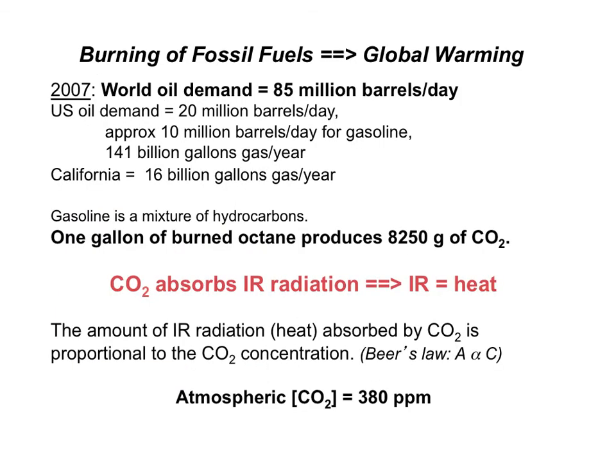We consume a lot of oil, mostly by burning it in a combustion reaction. The products of a combustion reaction, CO2 and water, absorb infrared radiation. These gases trap the heat that would normally go into space and leads to warming of the Earth. The concentration of CO2 is directly proportional to the amount of IR radiation absorbed, according to Beer's law. So the higher the concentration, the more heat that's trapped in our atmosphere.